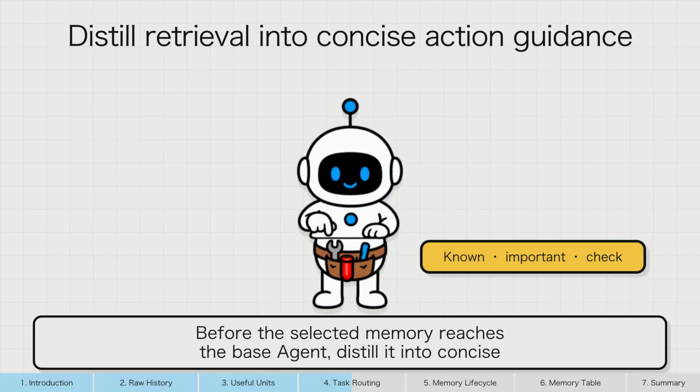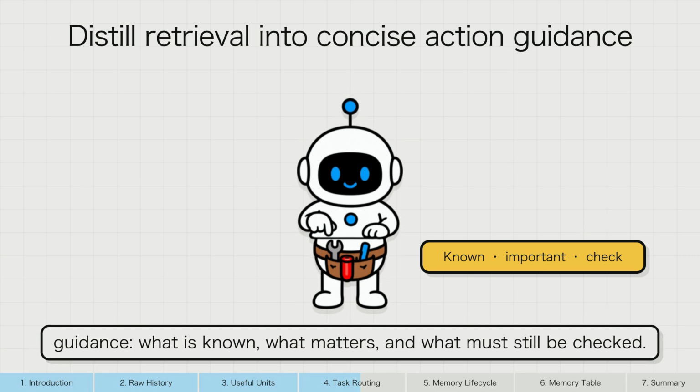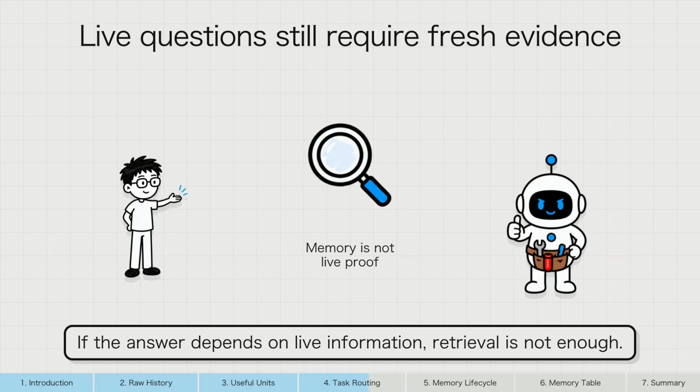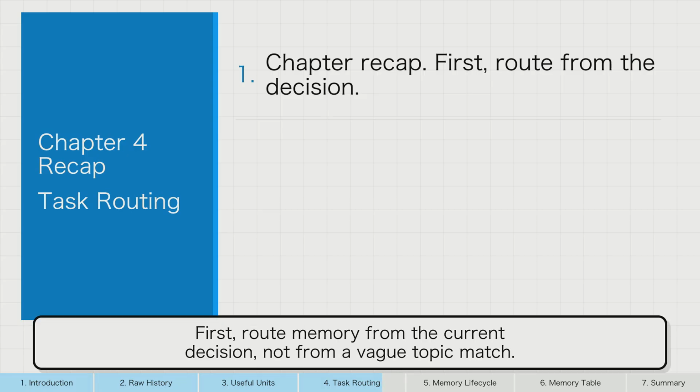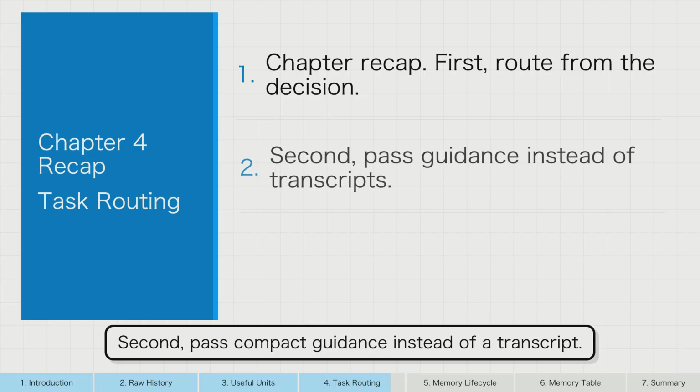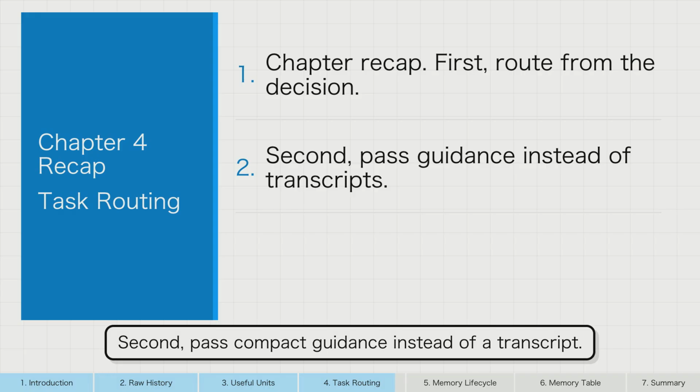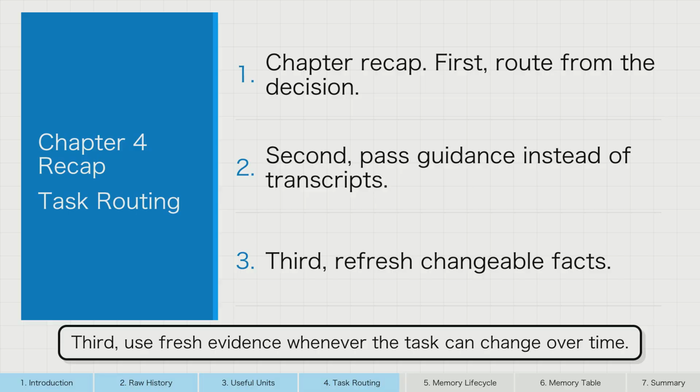Before the selected memory reaches the base agent, distill it into concise guidance. What is known, what matters, and what must still be checked. If the answer depends on live information, retrieval is not enough. The agent still needs fresh evidence from the appropriate source. Chapter Recap. First, route memory from the current decision, not from a vague topic match. Second, pass compact guidance instead of a transcript. Third, use fresh evidence whenever the task can change over time.